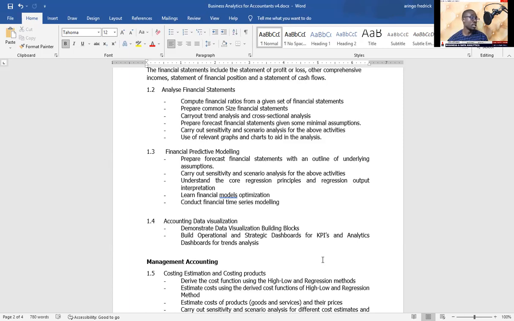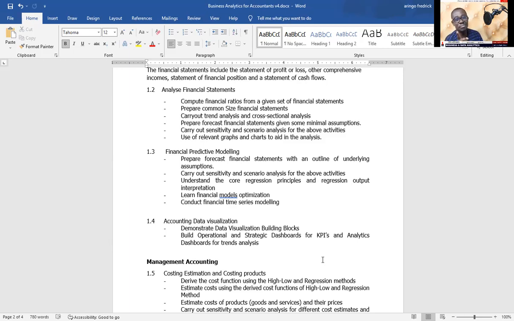We're having conduct financial time series modeling. By now, I know you are very familiar with the theory aspect to do with time series, but take that theoretical knowledge that you have and now apply it practically. At that point, it's also quite wide, which you'll be looking at.